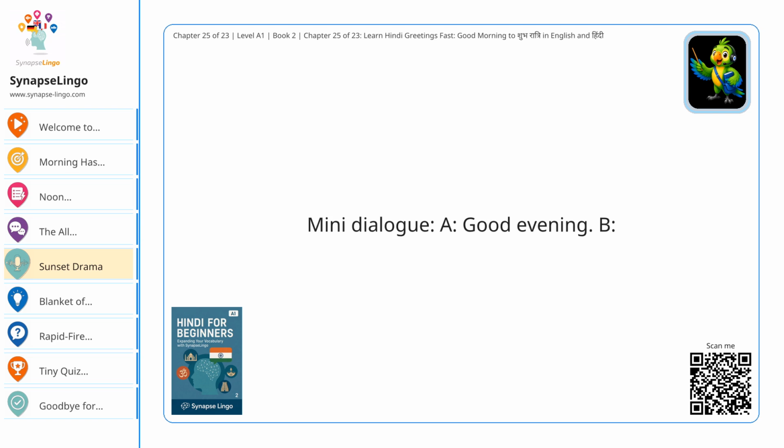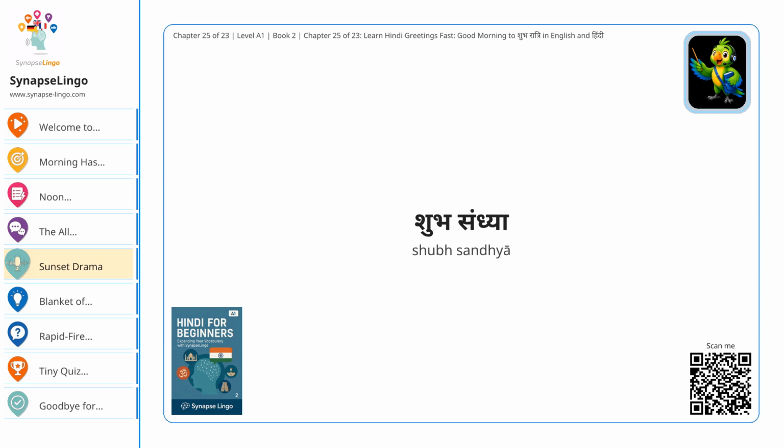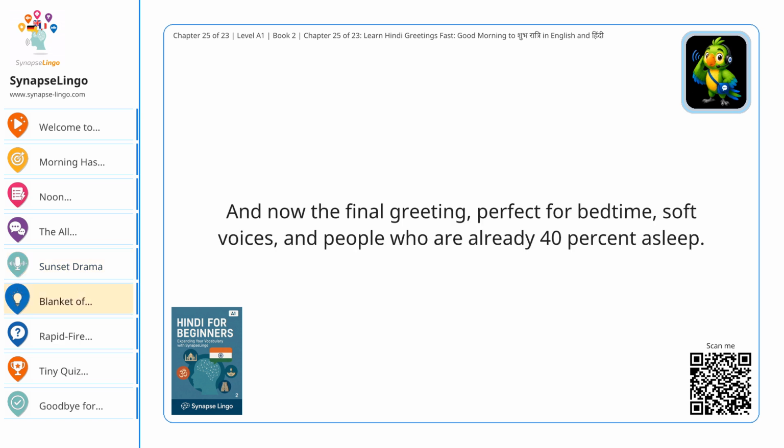Mini dialogue. A. Good evening. B. शुभ संध्या. Funny image. The moon puts on sunglasses before rising and says शुभ संध्या. That moon is confused but helpful. Blanket of words. And now the final greeting, perfect for bedtime, soft voices, and people who are already 40% asleep.